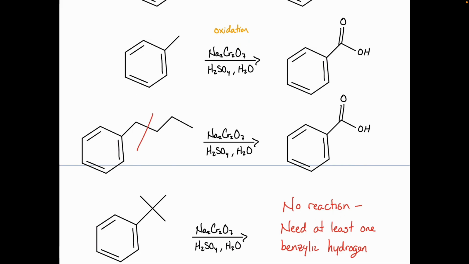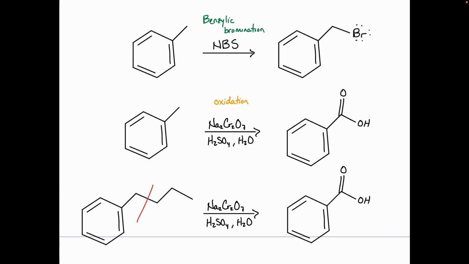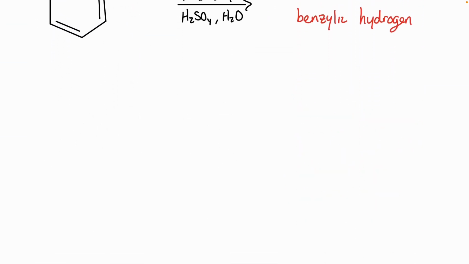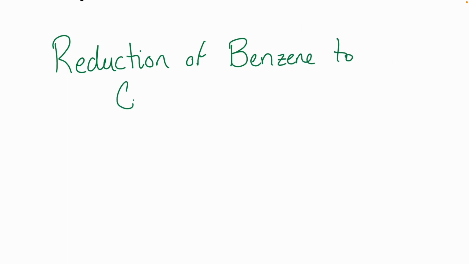Cool. All right, so we learned about these two reactions of our benzylic position. First of all, this benzylic bromination with NBS, where we stick a bromine on there. The other one is an oxidation of that benzylic position, creating this benzoic acid, fully oxidizing that benzylic carbon. All right, so then the last reaction that we're going to do here is the reduction of a benzene ring, all the way to cyclohexane.